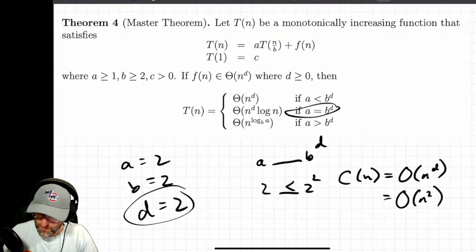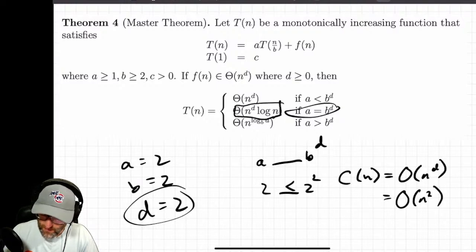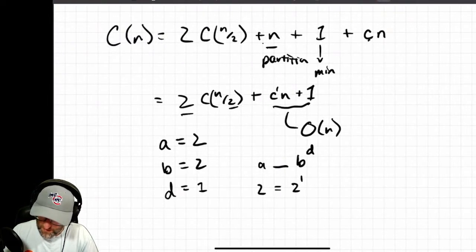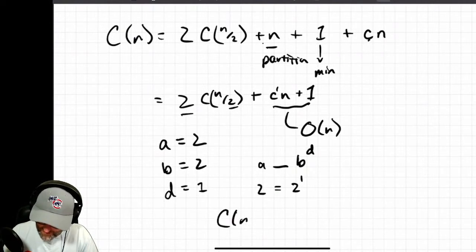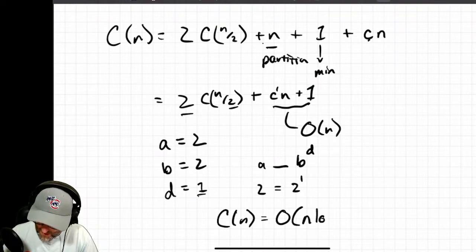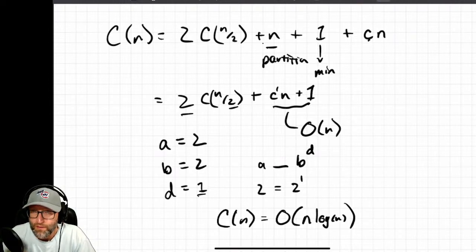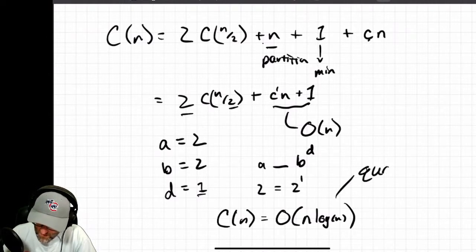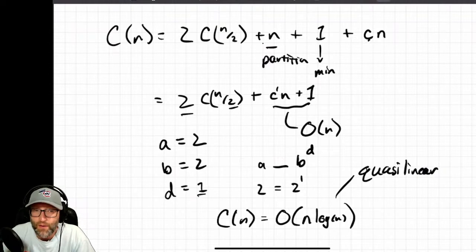By case 2 of the master theorem, we now have that it's order n to the D log n, where f(n) is order n to the D. D is only 1, so I won't write that. Log n. Right? That's polylogarithmic, or in this case, quasi-linear. That is a huge speedup.